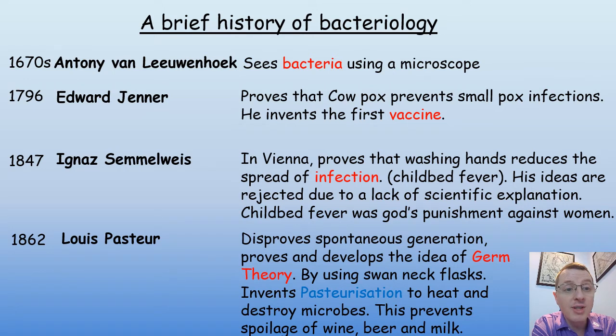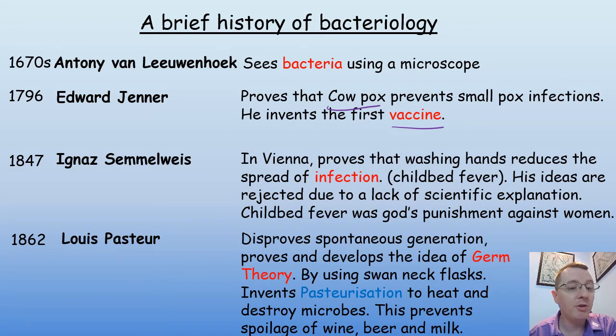Almost over 100 years later, Edward Jenner in 1796 proves that the disease cowpox prevents smallpox infections. Remember, smallpox is a highly dangerous viral disease that kills and disfigures huge numbers of people at that time. But if you've been infected with cowpox first, then you will not be infected with smallpox. And this is the first vaccine. In fact, cowpox was known as vaccinia, so Edward Jenner used the word for his new invention, the vaccine, and we still use vaccines today.